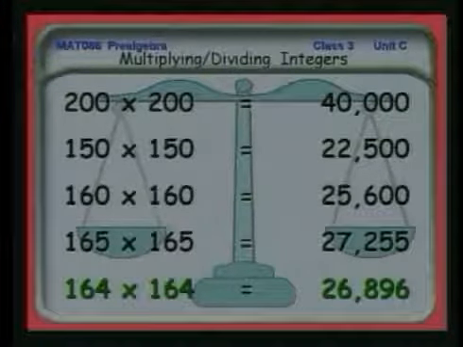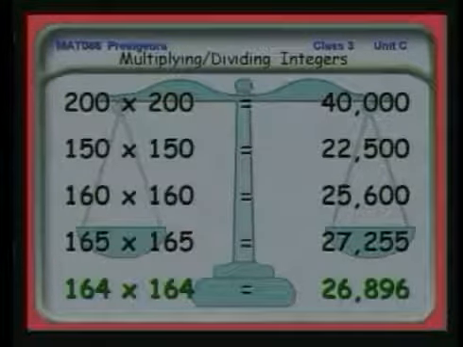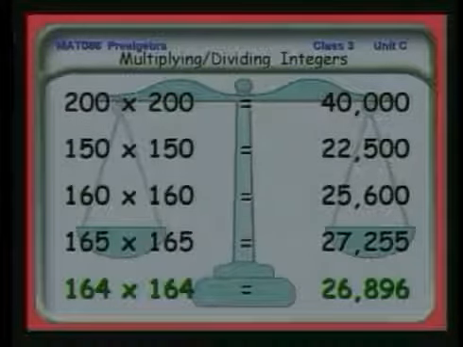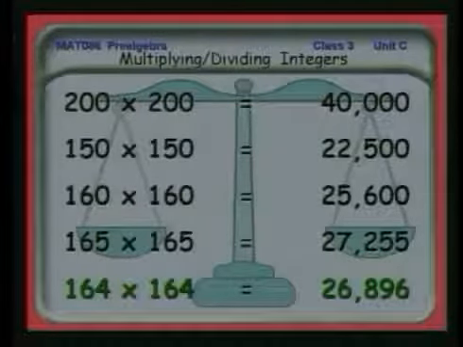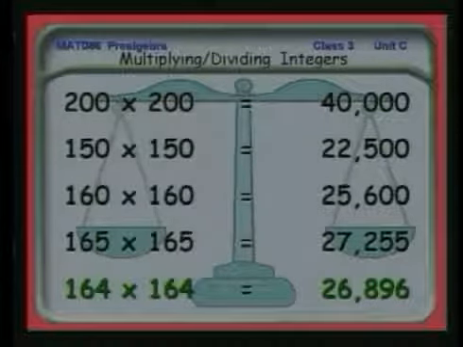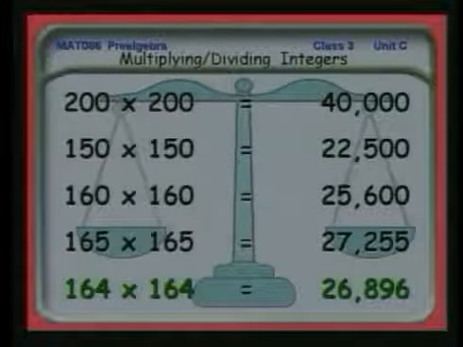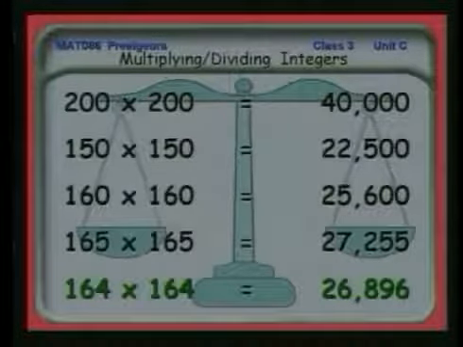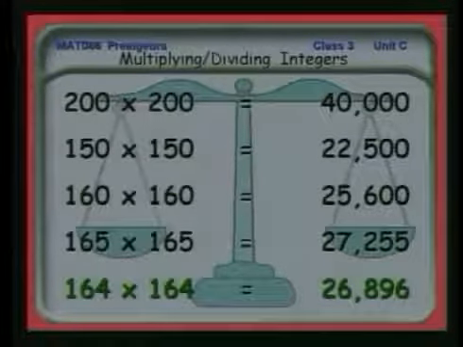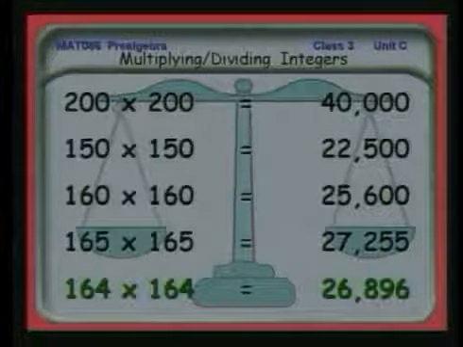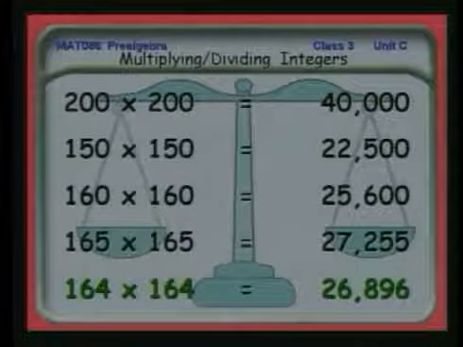200 times 200, when I multiply it, is going to be 40,000. 150 times 150 is 22,500. So we know it's somewhere in between those, and now we have to experiment. If I take 160 times 160, I get 25,600, not quite enough. 165 times 165 is 27,255. And I finally try 164 times 164, and I find that that looks like what I'm looking for, 26,896.